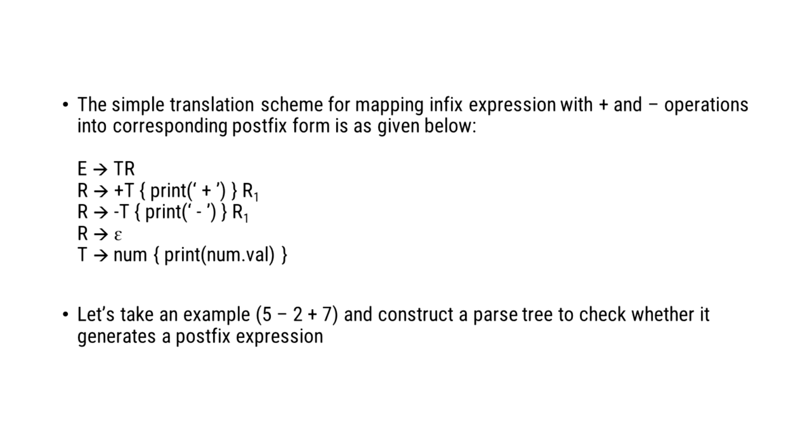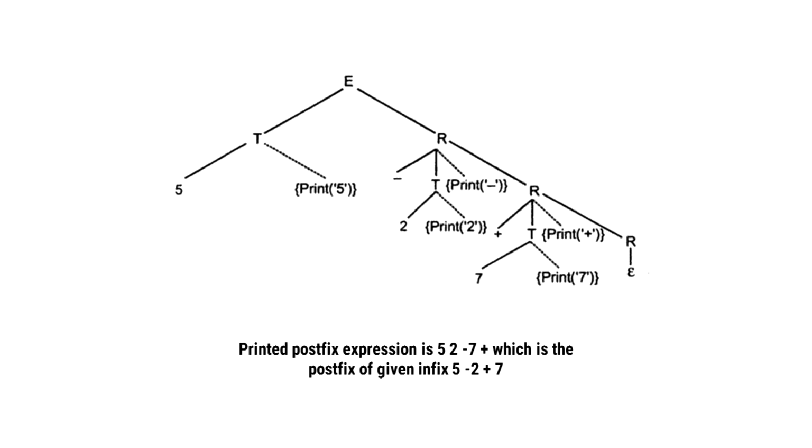Let's take an example, for suppose 5 minus 2 plus 7. Now we'll construct a parse tree and check whether it prints the respective postfix expression or not. As you can see, this is the parse tree, and from the parse tree we'll go from top to down and left to right. The first action will be print 5, the next action will be print 2, the next will be print minus, and print 7.